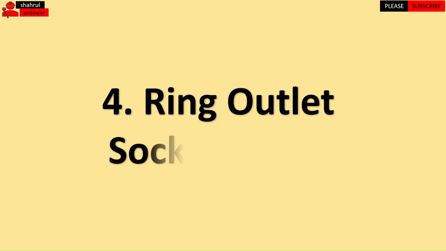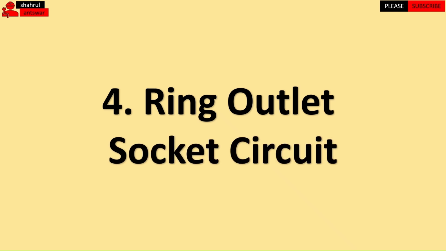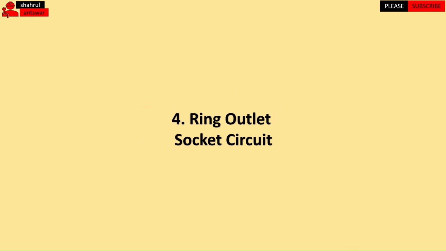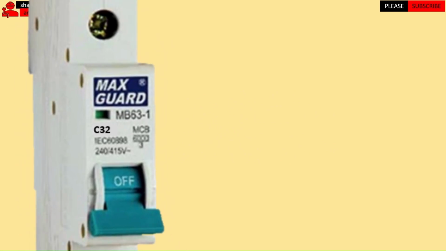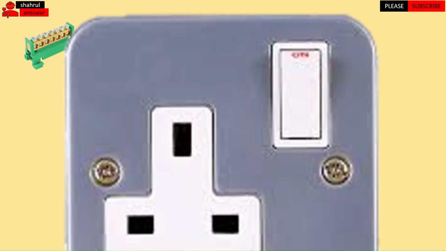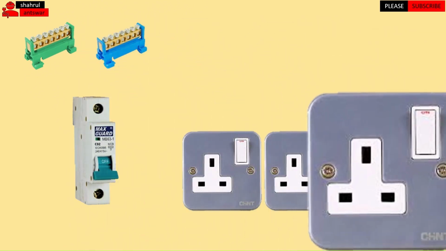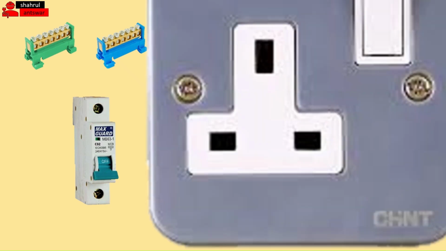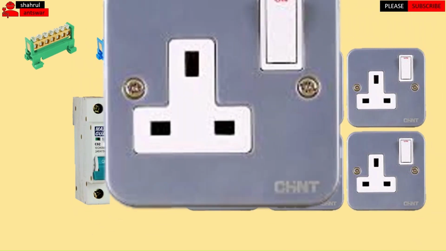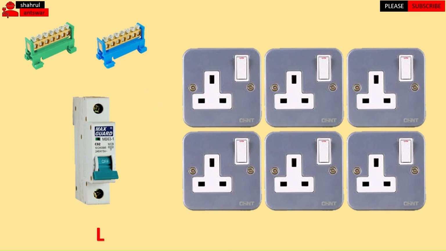Number 4 is the ring outlet socket circuit. MCB with a current rating of 32 ampere is used in this circuit. 6 units of socket outlet with a current rating of 13 ampere are used in this circuit. Cable with a size of 2.5 millimeters square is used within this circuit.